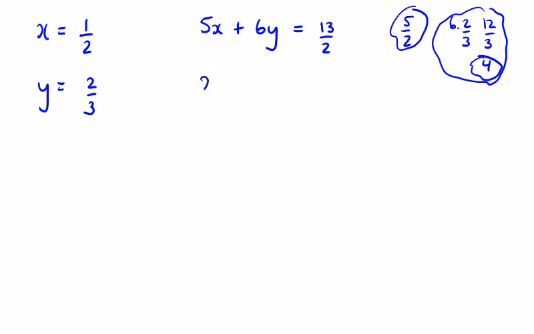So let's make up another one. Let's say 2x plus 3y equals 2x, 2 halves are 1. So I've got a 1. And 3 by 2 over 3. 3 by 2 over 3 is equal to 2. And 1 plus 2 is 3.